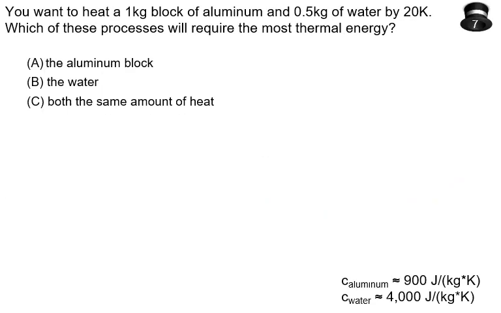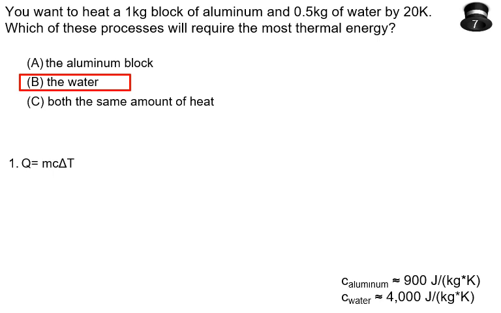So let's say you want to heat up a 1 kilogram block of aluminum and a ½ kilogram of water by 20 Kelvin. Which of these processes is going to require the most thermal energy? And for your information, something you're going to need to know is the specific heat capacity of aluminum is about 900 joules per kilogram per Kelvin. Water is about 4,000 joules per kilogram per Kelvin. So I'm going to assume that you have worked on this and come back, and you'll see that the water is the one that requires the most thermal energy.